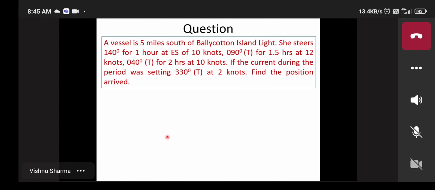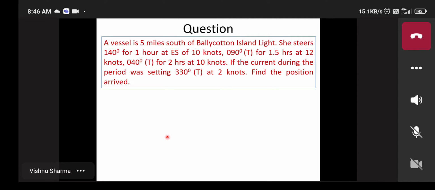She steers 140 degrees true for 1 hour at an engine speed of 10 knots. 090 degrees true. So we are not interested in learning conversion here, that we already know. If conversion has to be done in the question, please take care of it, because the courses to be plotted have to be true courses. Okay. 090 degrees true for 1.5 hours at 12 knots. 040 degrees true for 2 hours at 10 knots. If the current in the region was setting at 330 degrees true at 2 knots, find the position arrived. Typical day's work question, beta?